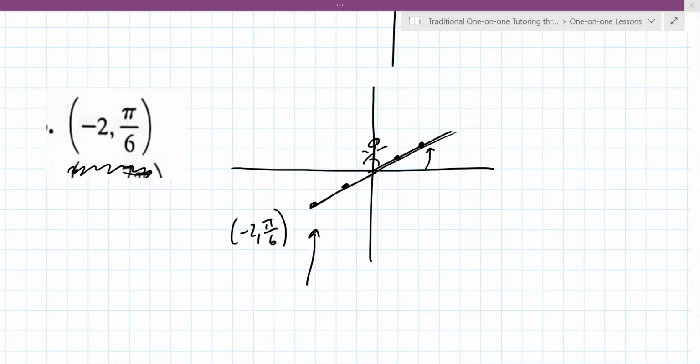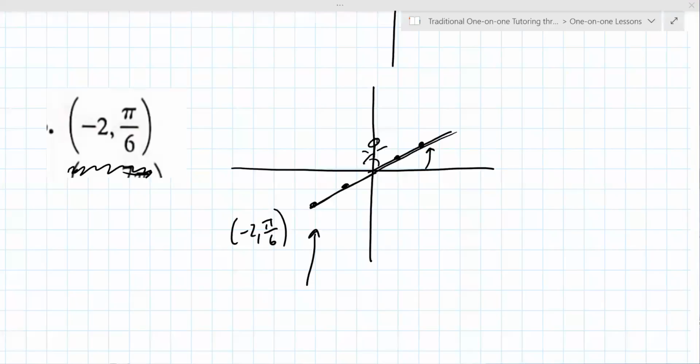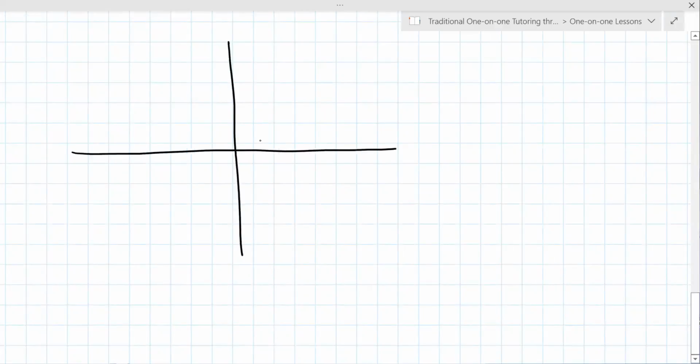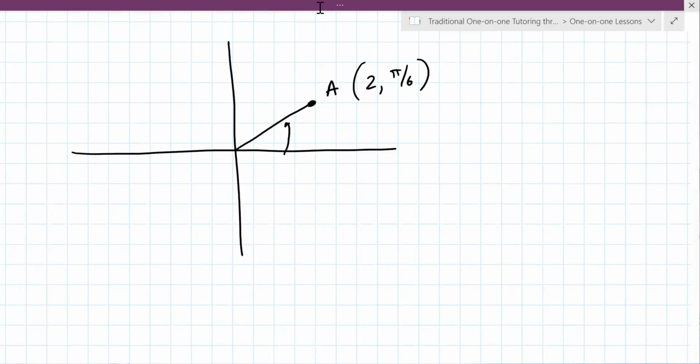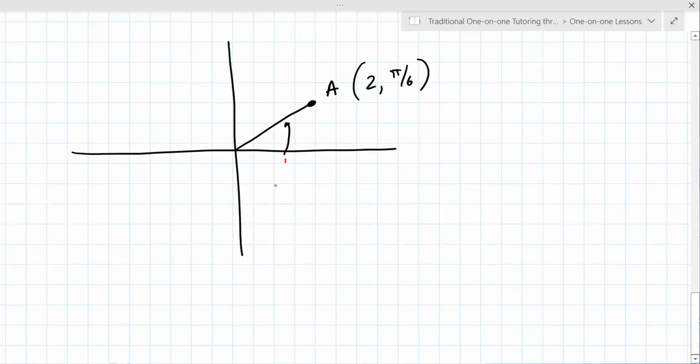Okay, let's look at letter A and let's talk about that. So on the unit circle here, let me make a picture for letter A. A is right here. A is at 2 comma pi over 6. So that's one way to get to it. Here's another way to get to it. What if you go backwards?